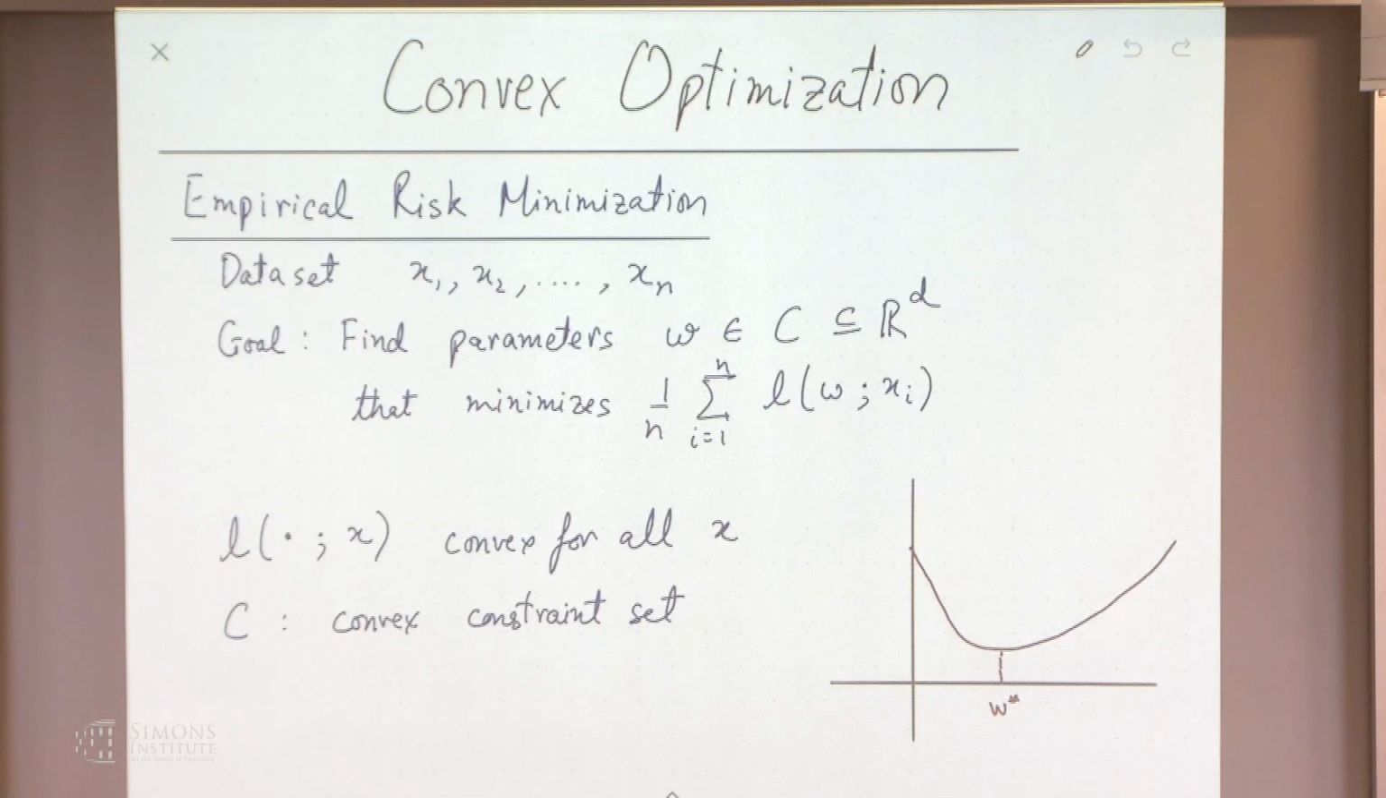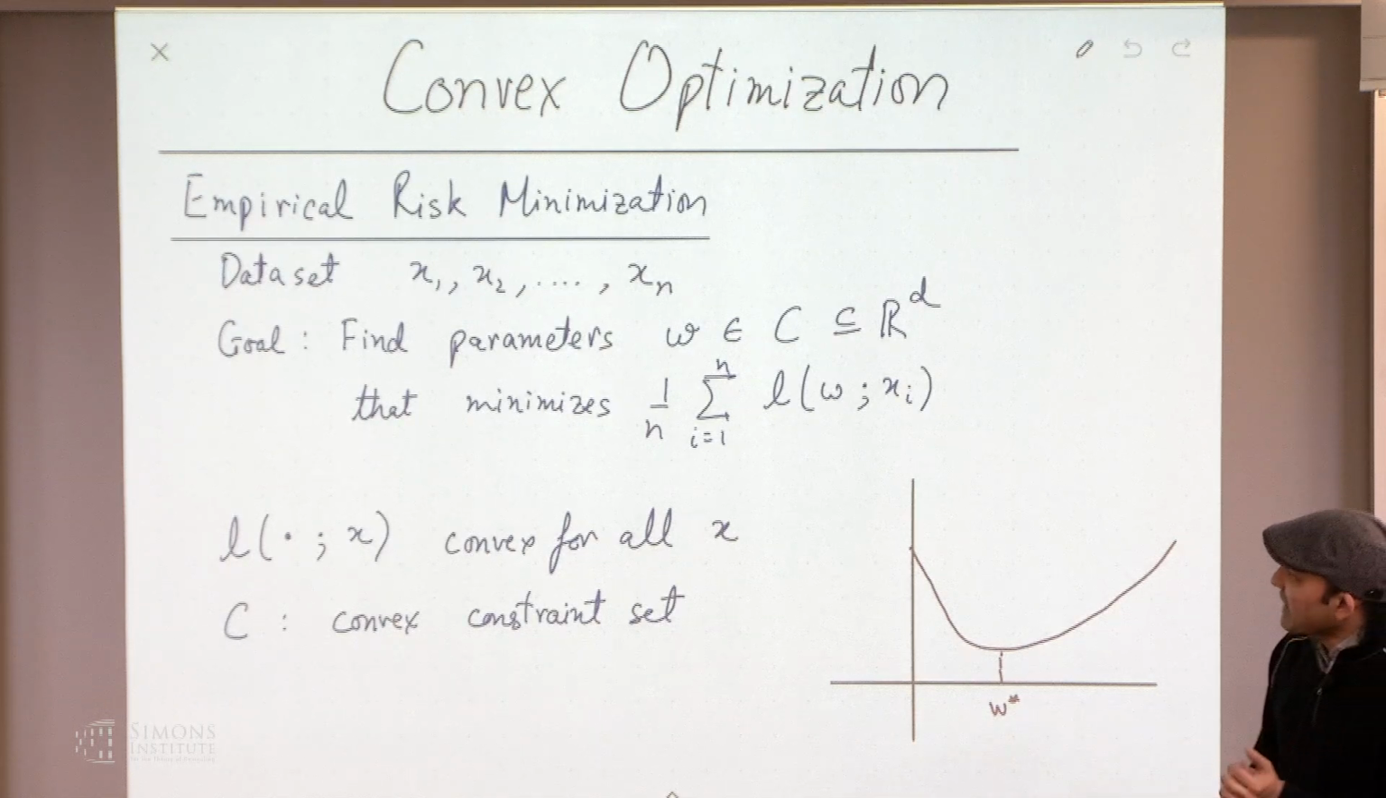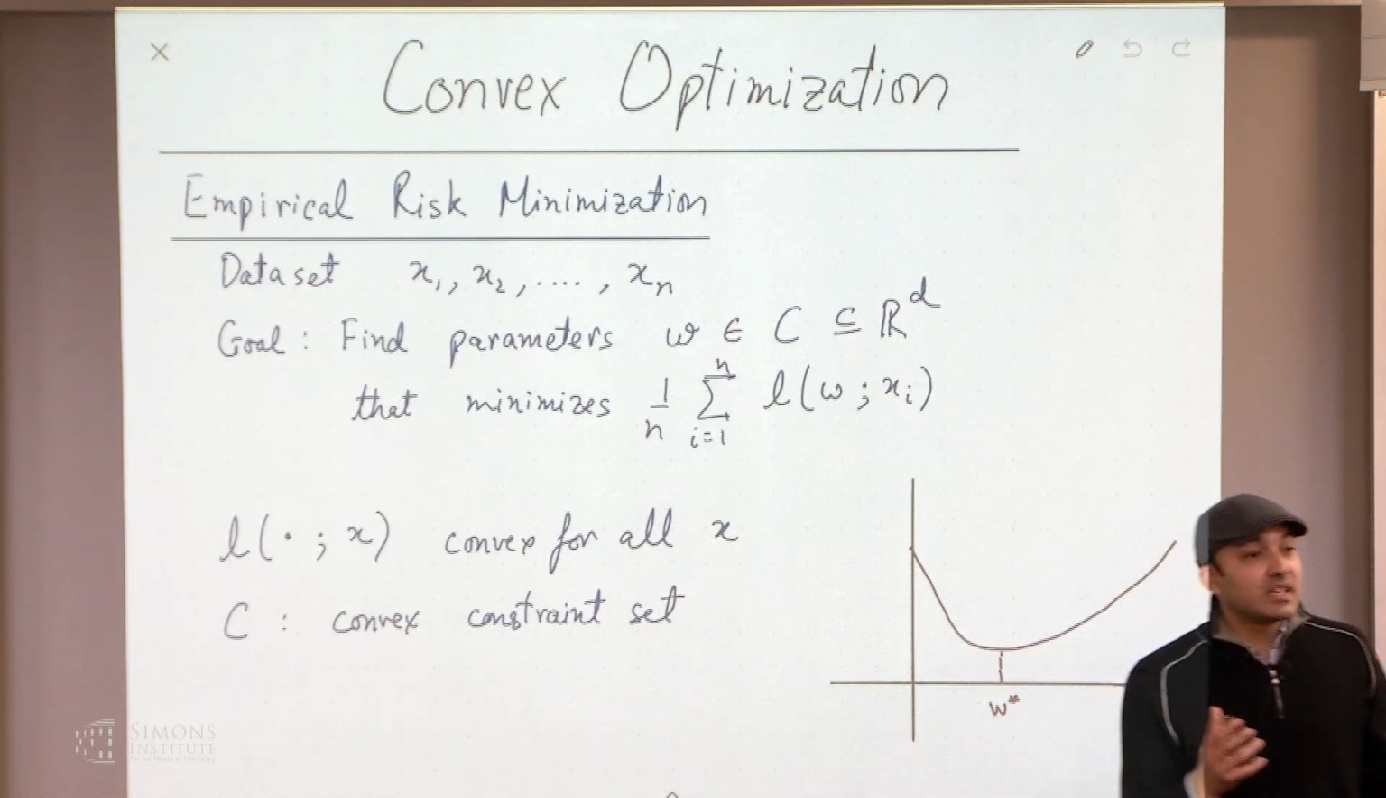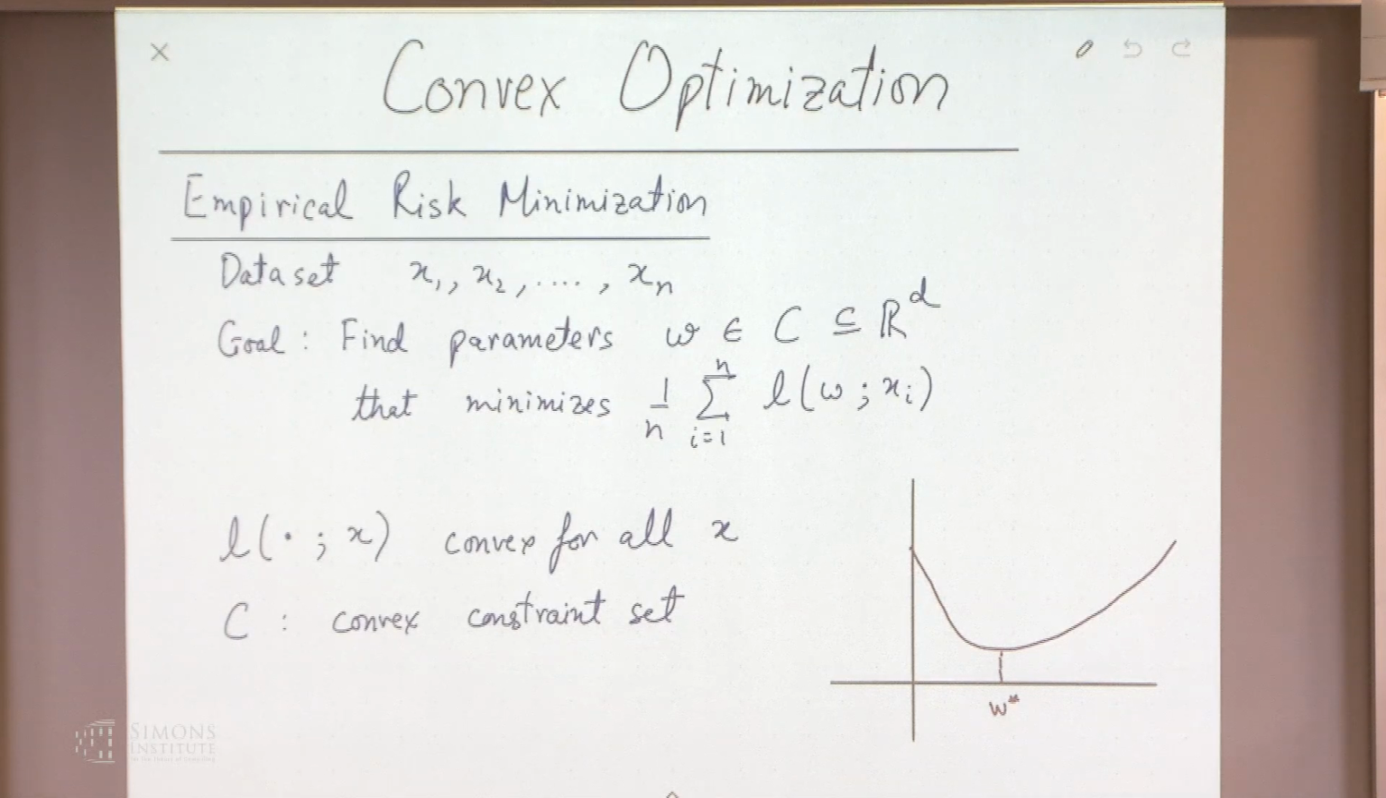Let me spend just 2 minutes on talking about convex optimization. So I guess a large class of machine learning algorithms fall into this framework of optimizing an empirical risk function. So they look like this.